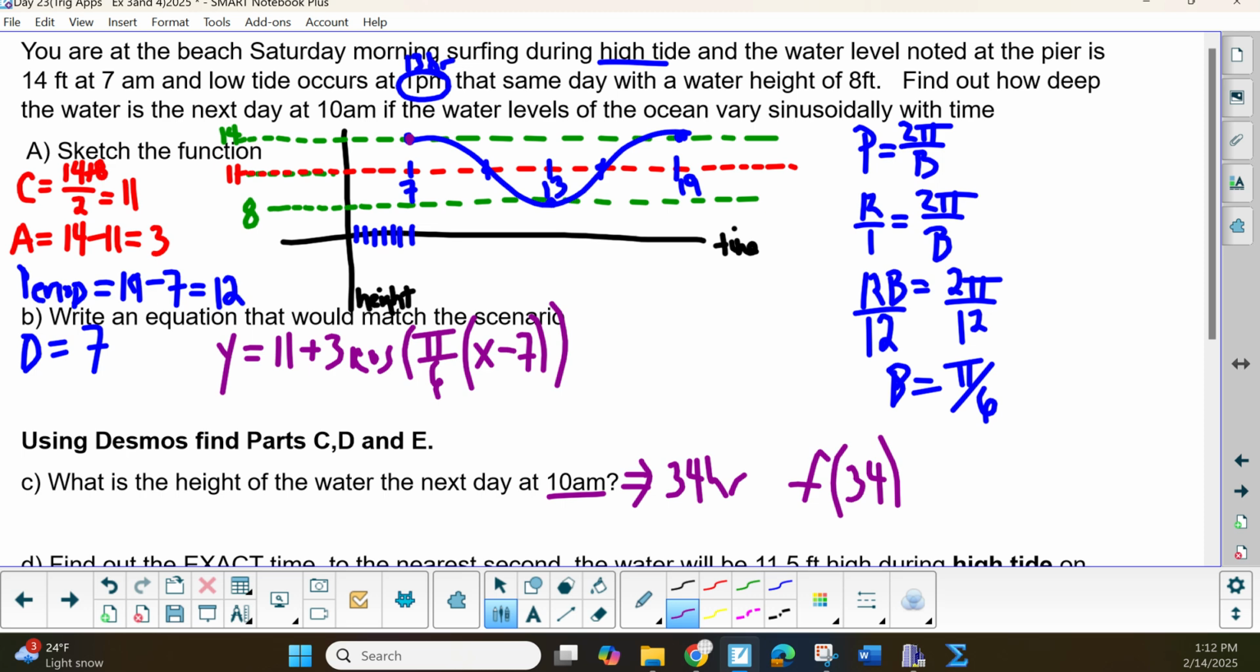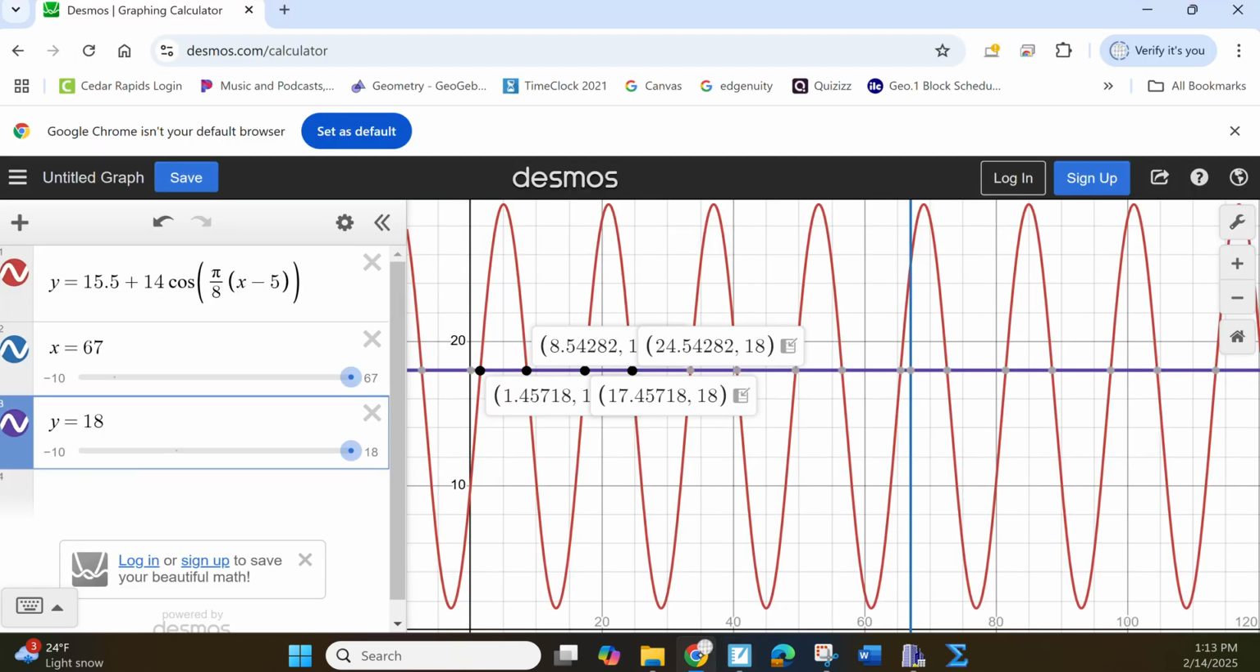I'm just pausing here because I think I had a couple of different things in my notes from the problem that's in yours compared to what I have up on the board. So I'm going to go over here to Desmos right now.